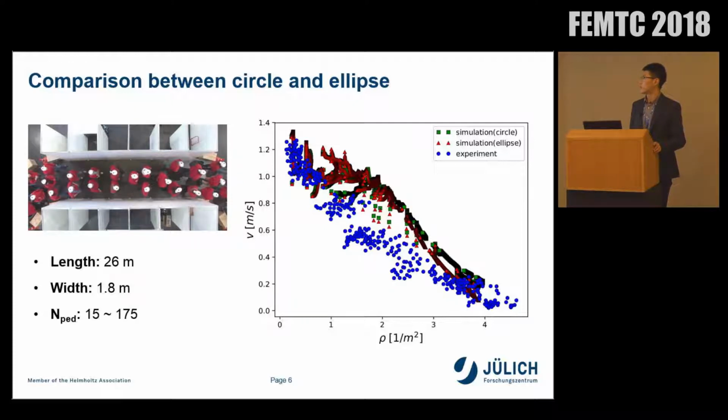In this figure, the green square is the simulation result of circle, the red triangle is the simulation result of ellipse, and the blue circle is the experimental data. From this figure, we can find that when the density is small, the simulation results of circle and ellipse both agree with the experimental data, but in the mid-density, they both do not accord with the experimental data. And in the high density, although it's not very obvious, we can find that the ellipse accords more with the experimental data than the circle.